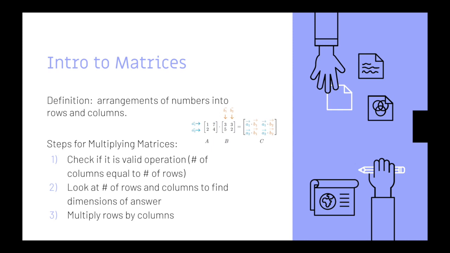You can do this by looking at the columns in the first matrix and making sure they're equal to the number of rows in the second matrix. If they're not equal, then the operation is invalid. Next, you look at the number of rows in the first matrix and the number of columns in the second matrix to define the dimensions of your answer. Finally, you simply multiply the rows of the first matrix by the columns of the second matrix. This may sound complicated right now, but it's easier to explain once we get into the examples.